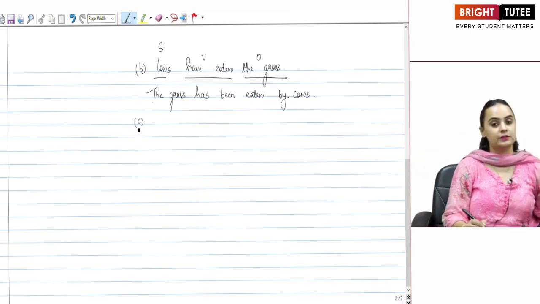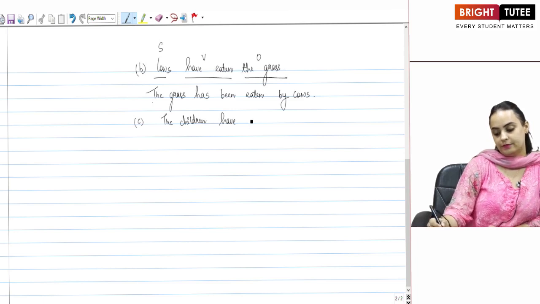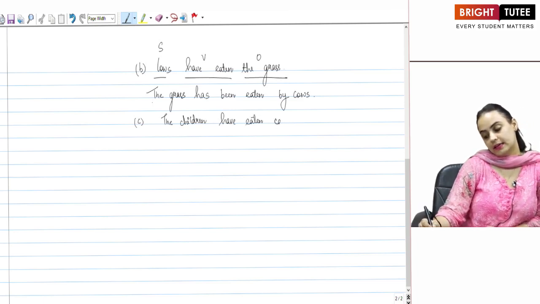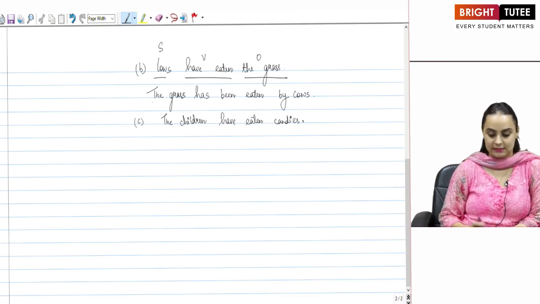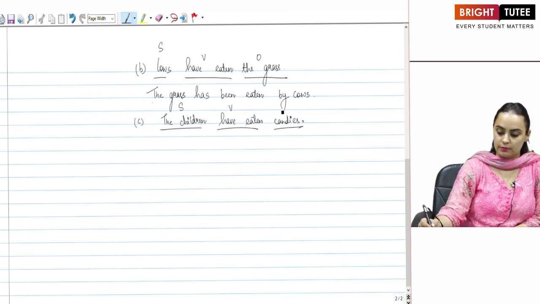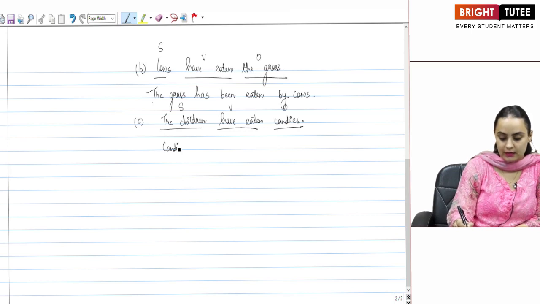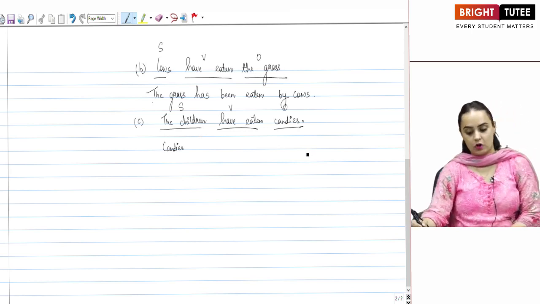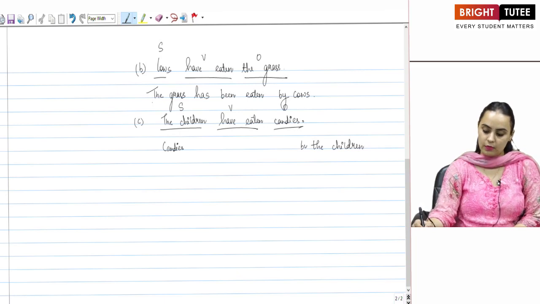Let us talk about another sentence. The children have eaten candies. So, the children have eaten candies. First thing, divide, subject, verb, object. Object becomes my new subject, so candies comes at the beginning. The children becomes my object, so it goes at the end. And we write by before my object.